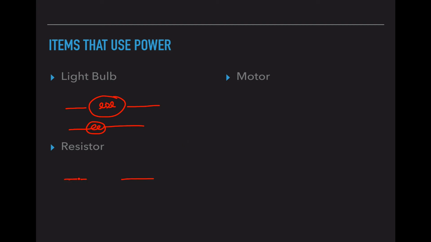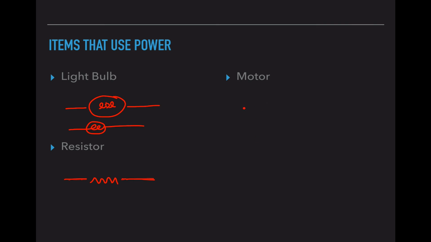A regular resistor, that's like a hair dryer or a radio or an oven. That is shown using a squiggly line. Okay? That's just anything that can be plugged into an outlet. Light bulb is a specific something, but any other resistor is just a squiggly line. And then the last thing is a motor.